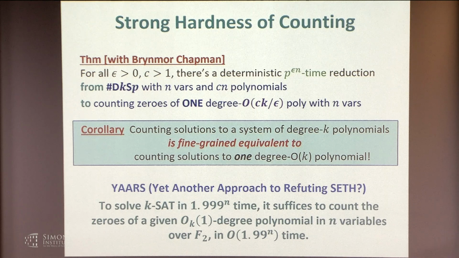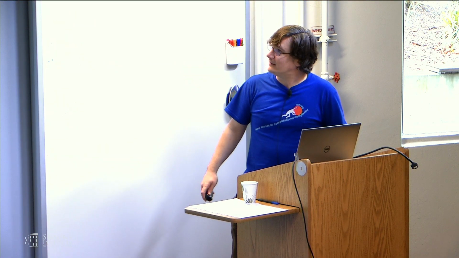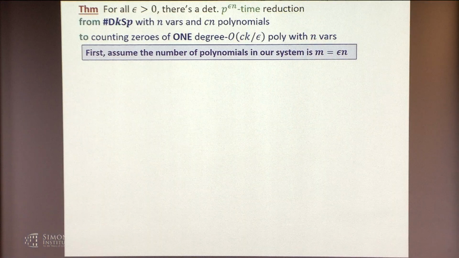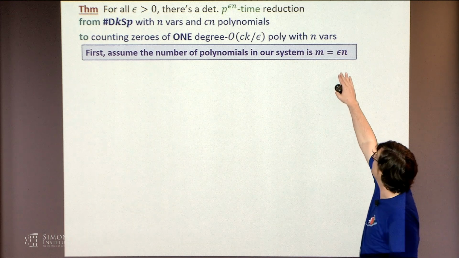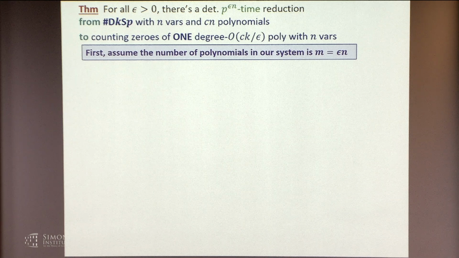All right. So this is a very strong hardness result. Let me say how this thing works. First, we're going to make a totally dubious assumption, with no justification for it at the moment. We're going to assume the number of polynomials in our system is actually small: epsilon n, where epsilon was something we chose. Because we're going to assume there's not that many polynomials.